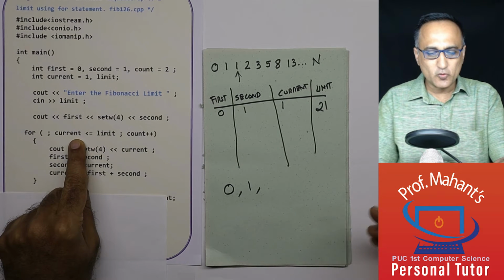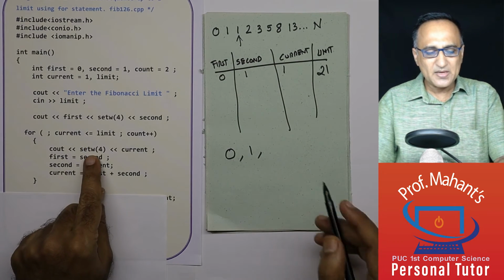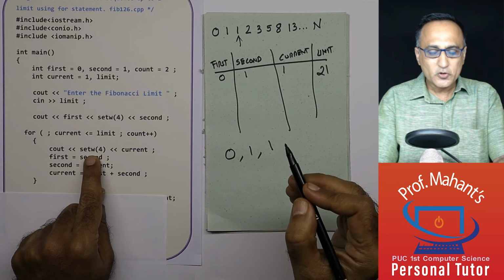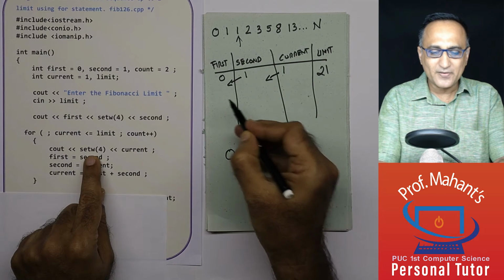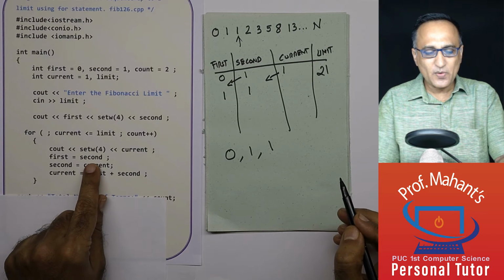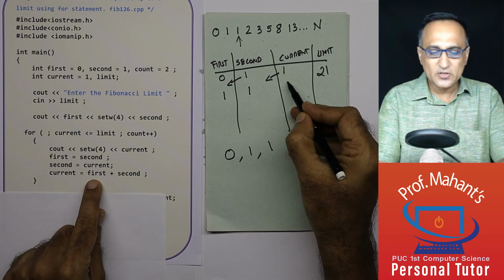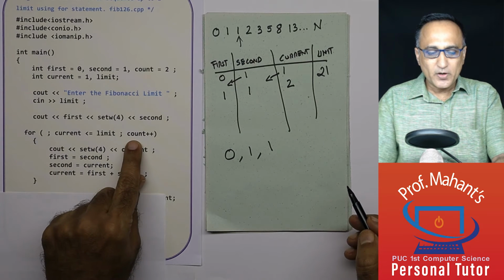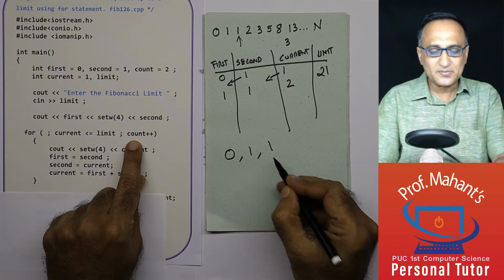This condition is true because 1 is less than or equal to 21. Then I am coming in here and printing the value of current. After I print current, first should take the value of second and second should take the value of current. So this becomes 1, this becomes 1. See what happens: first takes the value of second, second takes the value of current, and the new value of current is 1 plus 1, which is 2, which is the sequence. Before we go back, we're increasing the value of count by 1. Count has now become 3 because we have printed 3 terms.